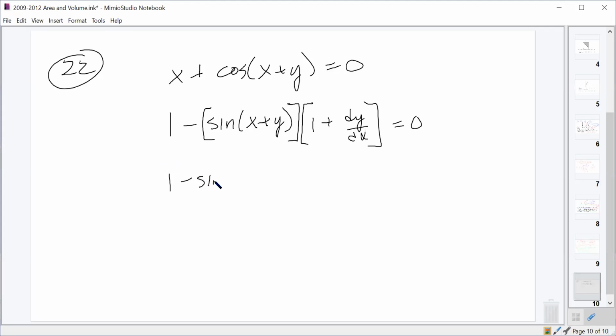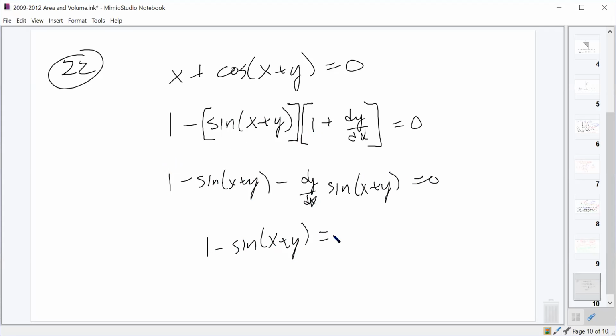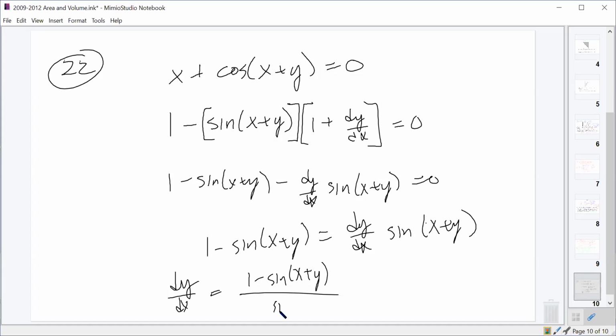Yeah, so then we have 1 minus sine of x plus y, if I'm distributing the sine of x plus y to the 1, and then minus a dy dx times the sine of x plus y equals 0, and we'll bring that over. So we end up with 1 minus sine of x plus y equals dy dx times sine of x plus y. When I bring that to the right side, we'll divide by the sine of x plus y. And 1 over sine of x plus y is cosecant of x plus y. And negative sine of x plus y over sine of x plus y is a minus 1. And so it looks like that is choice A.